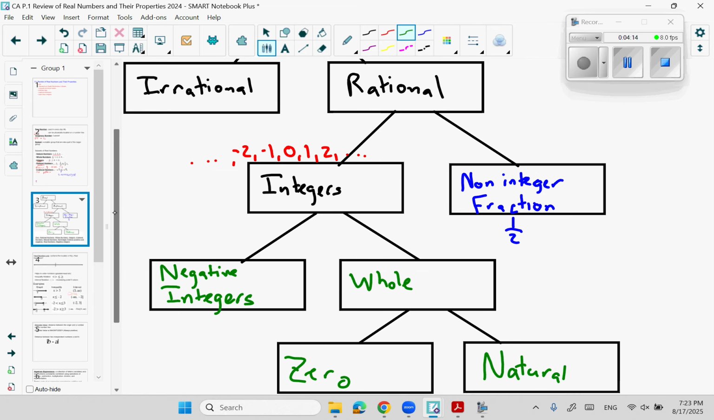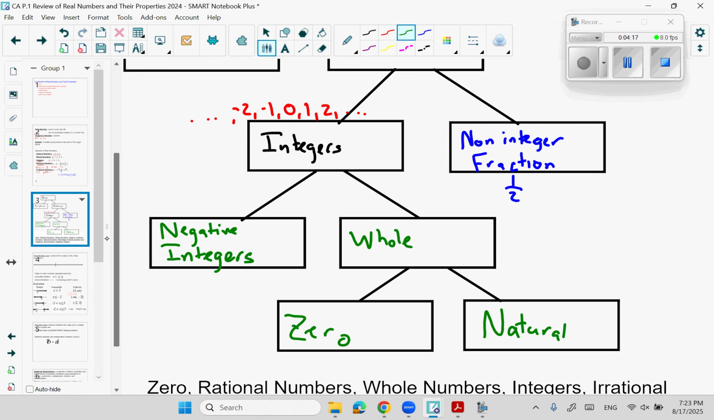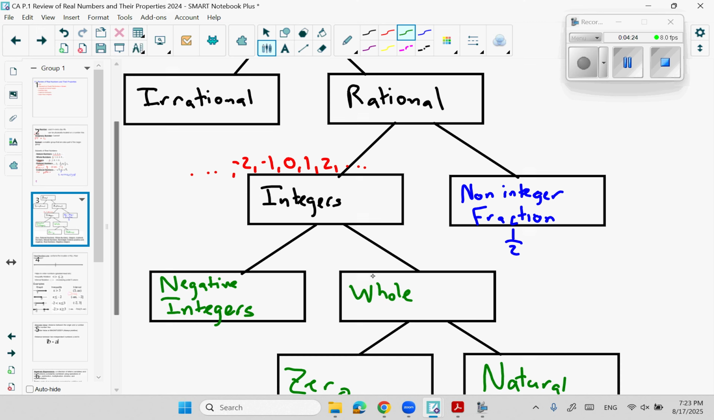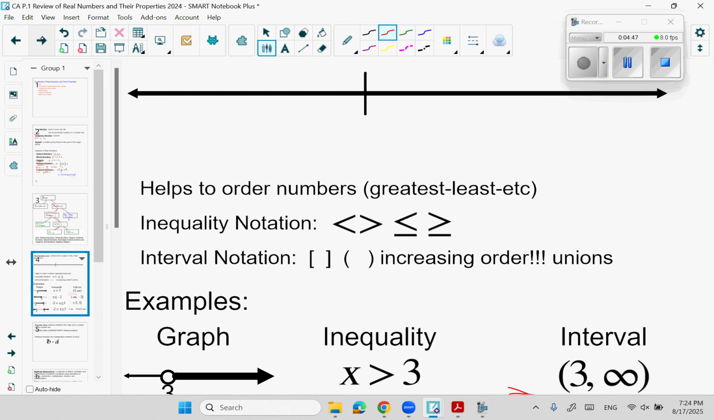So if we were to follow this graphic organizer, for example, I could see that 0 is part of the real numbers. 0 is a rational. 0 is an integer. It's even a whole number, and of course it's a 0. A natural number would follow the same categories, but 0, if I'm tracing it back up, does not go through the negative integers or the non-integer fraction because 0 is not negative, has no polarity, and it's not a fraction. Okay.